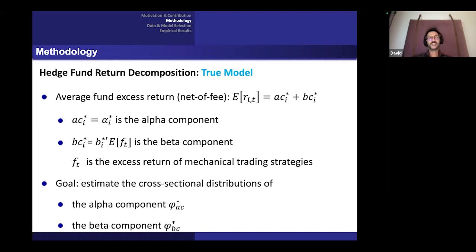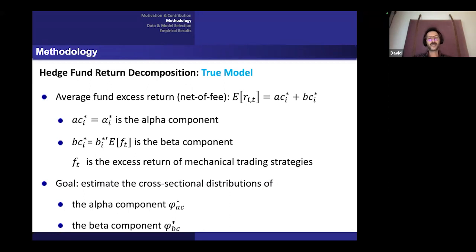So you take each fund's returns, you regress the fund return against the factor model, you get an estimate for the alpha, you get an estimate for the beta, you can get an estimate for the expected value of the factors, and therefore you get the cross-sectional distribution for the alpha component and the cross-sectional distribution for the beta component, right? So this is the alpha component star and the beta component star. So that's pretty straightforward.